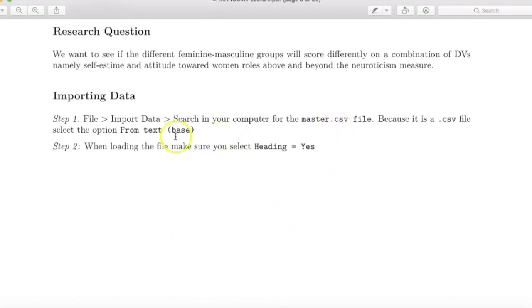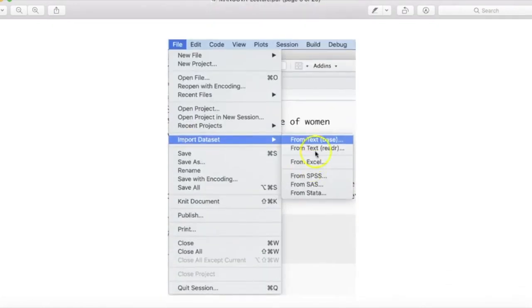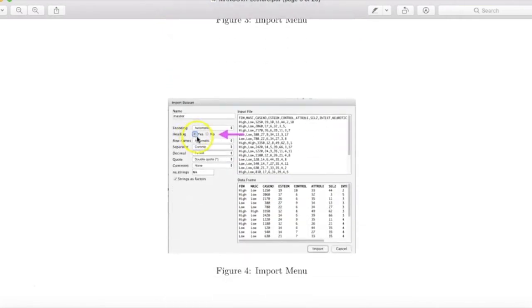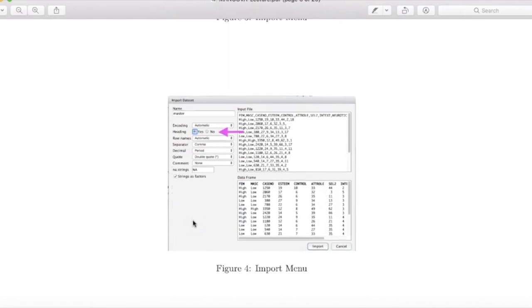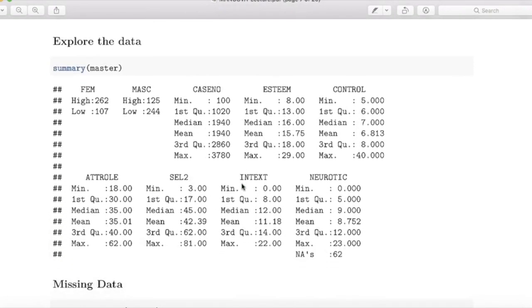Because it's a CSV file, make sure you're using the text-based option and that you check, what's it called, heading equals yes. Because otherwise it's going to have two rows at the top and it's going to look ugly, and then it's going to give you errors, and that's never fun.